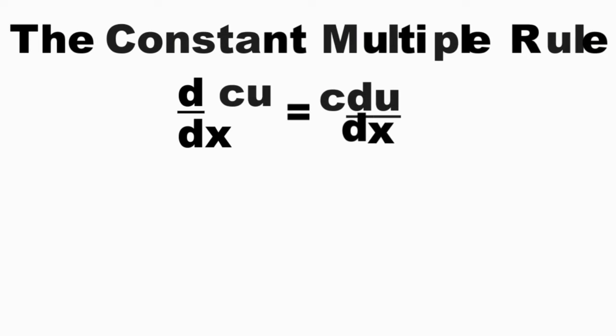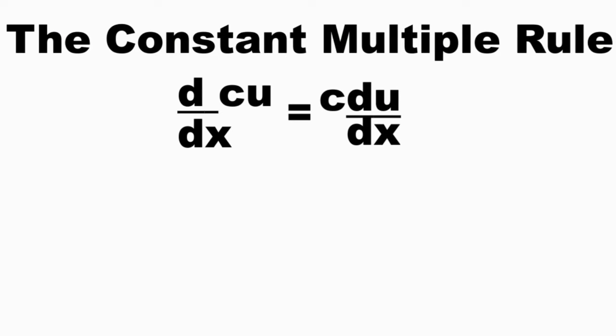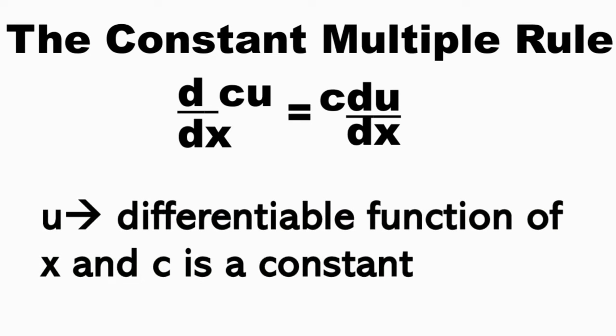The next is the constant multiple rule, which states that the derivative of a constant c times u is equal to c times the derivative of u, or dy over dx is equal to c times du over dx, in which u is any differentiable function of x and c is a constant. You may be wondering, how is this formula derived? Let's derive this one.